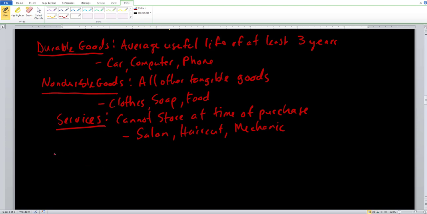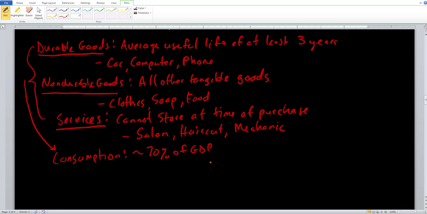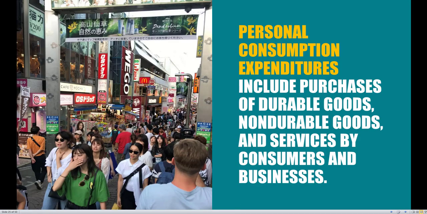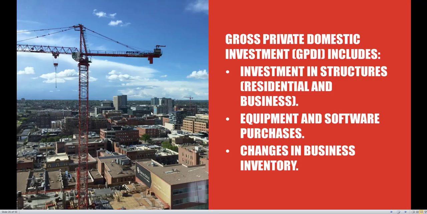And like we said before, consumption is roughly about 70% of GDP. So about 70% of the $21 to $22 trillion of GDP that the United States has is going to fall under these 3 categories right here. So we are a very, very big consumption-based economy. Next, the second variable is going to be investment. Gross private domestic investment, GPDI, includes a few things.